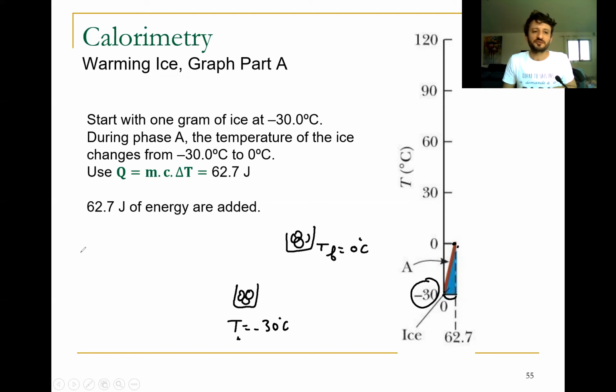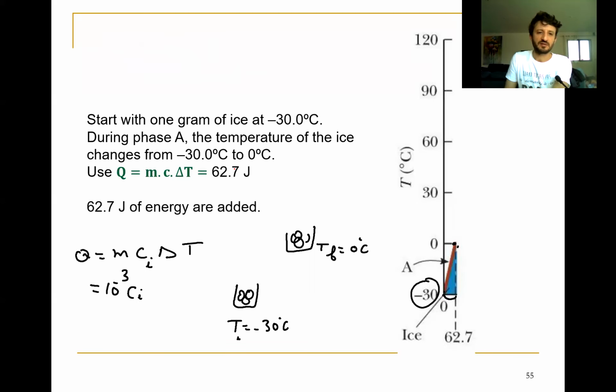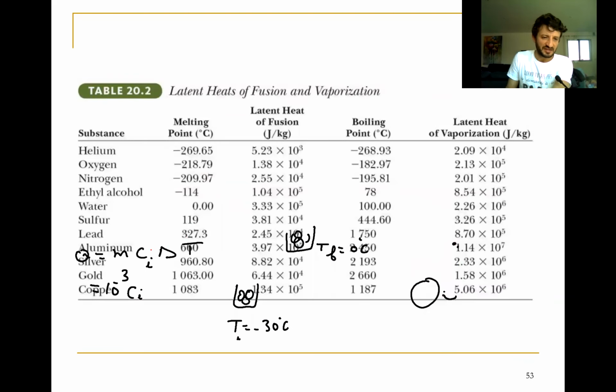In this case, we have to use Q equals MC delta T. Here we have ice of 1 gram, so we have 10 to the power minus 3 kilogram. C of the ice is given. You have the table, you can see the value of C, and you put it directly. Let me look, C of the ice.